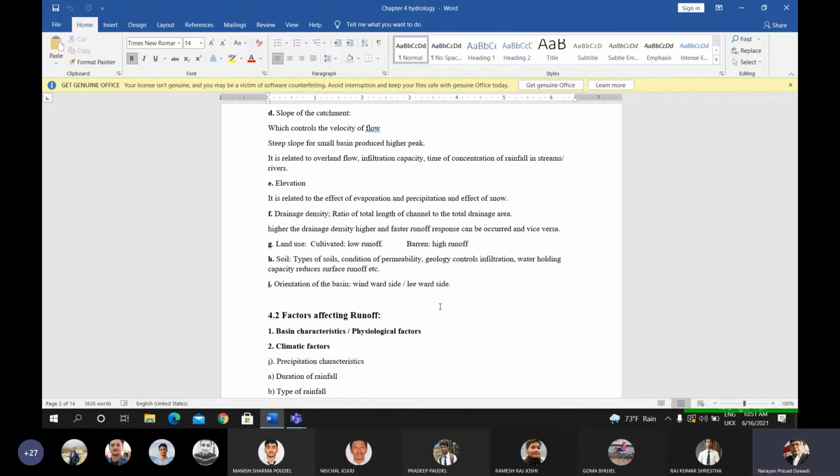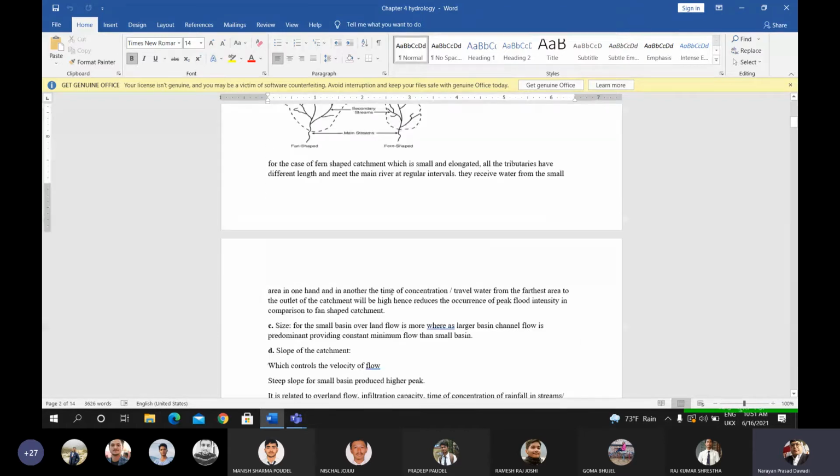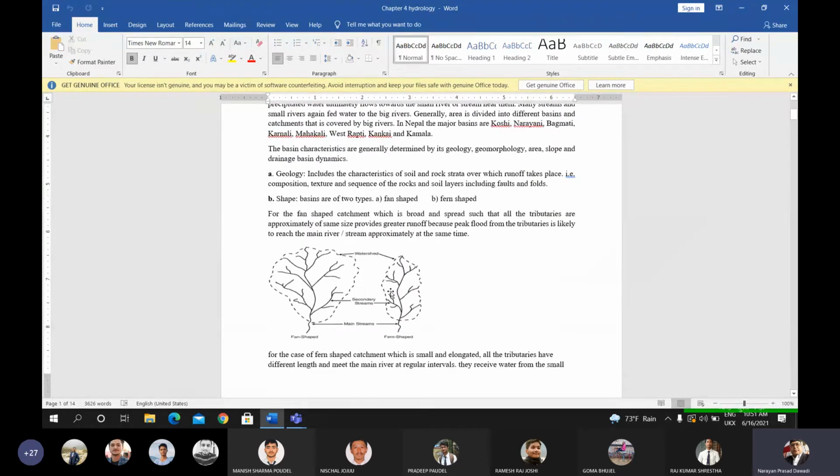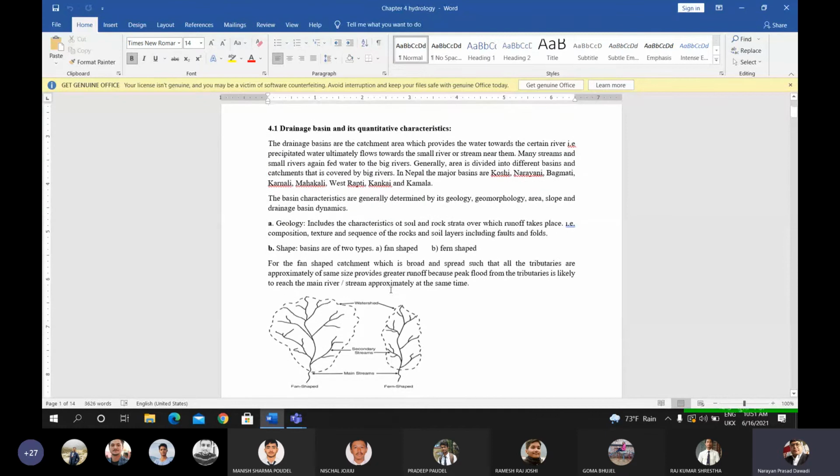The windward side catchment has much more precipitation, and if the precipitation is more, ultimately the runoff will also be more. So for the windward side catchment, the runoff value will be higher than the leeward side catchment. In this way, you can explain these basin characteristics that can affect the surface runoff. Okay, these are the characteristics.